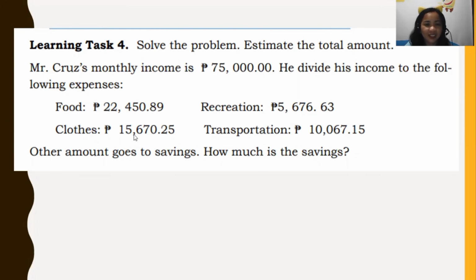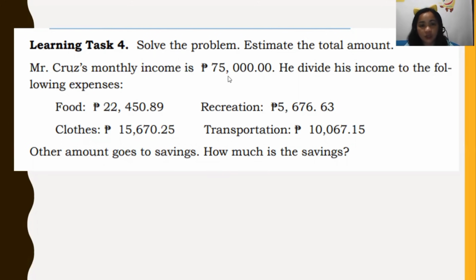Clothes, 15,670 pesos and 25 centavos. Recreation, we have 5,676 pesos and 63 centavos. And the transportation is 10,067 pesos and 15 centavos. The amount goes to savings. How much is the savings?